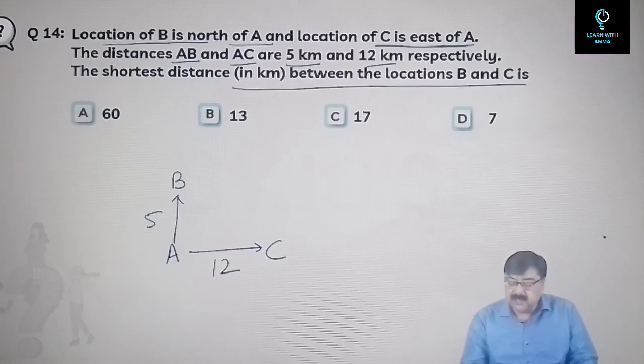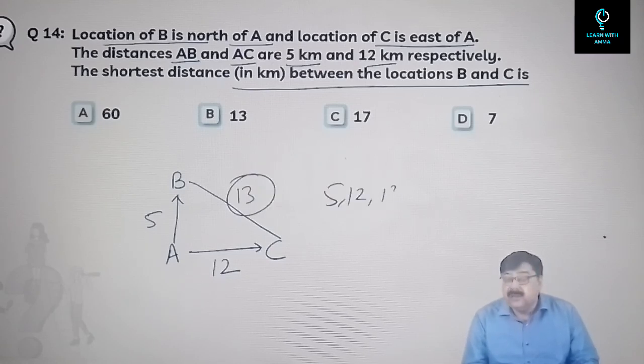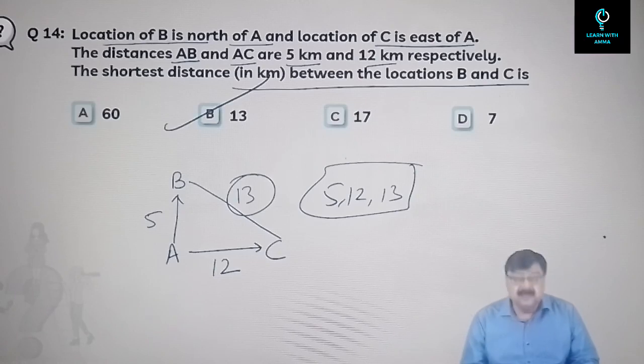The shortest distance in kilometers between the locations B and C is going to be 13. You remember the Pythagorean triplet, 5, 12 and 13. This is again a CSAT examination based question.